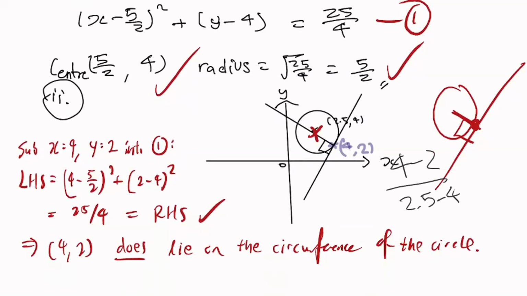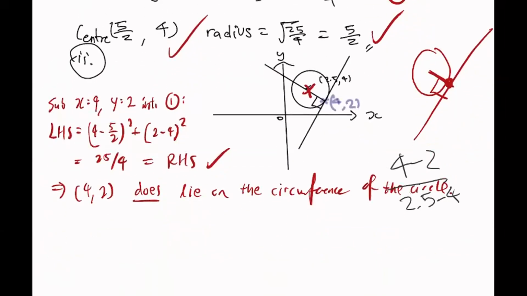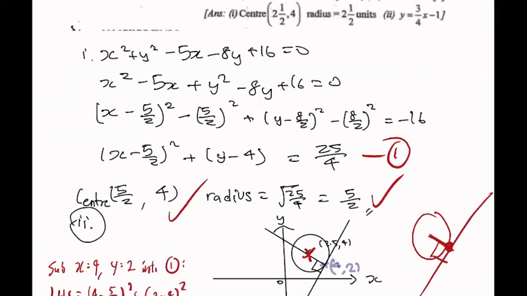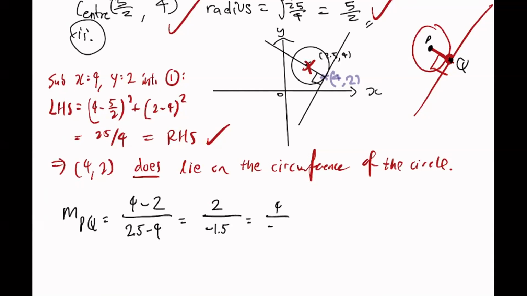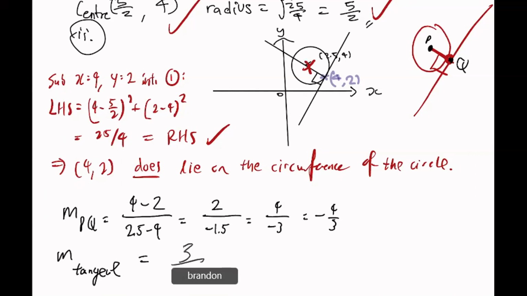Correct, very good. So let's call the center P, and this point of intersection, let's call it Q. So the gradient of PQ must be whatever you said: y minus y over x minus x. What's this equal to? Negative 1.5, which is 4 over negative 3. Then that means the gradient of the tangent line must be positive 3 over 4.